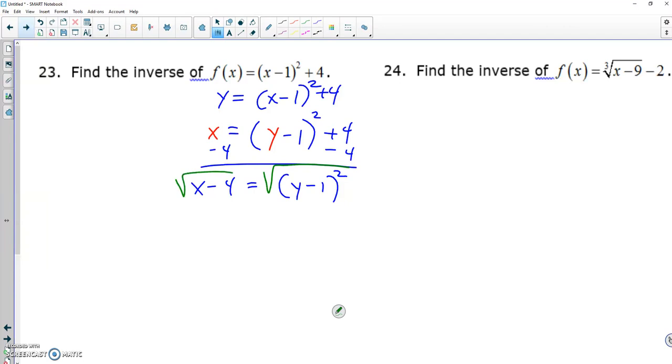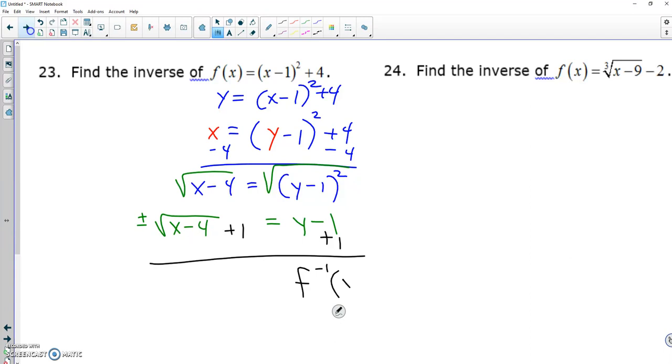The square root and the square cancel each other, so we're left with y minus 1 equals plus or minus square root of x minus 4. And then the last step is to just add 1 to both sides. So for our final answer, instead of the y, I'm going to put f of x back with the little inverse symbol, which looks like an exponent of -1.